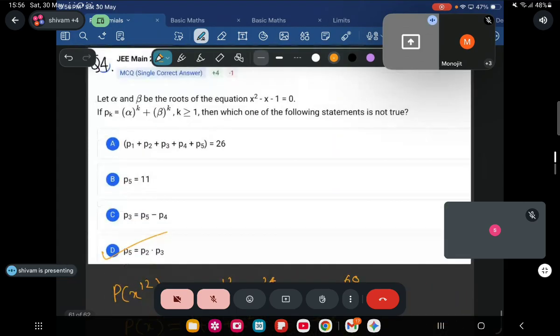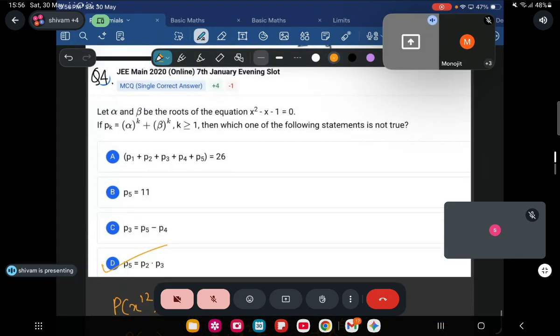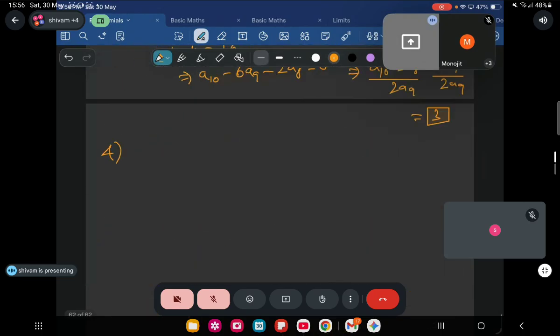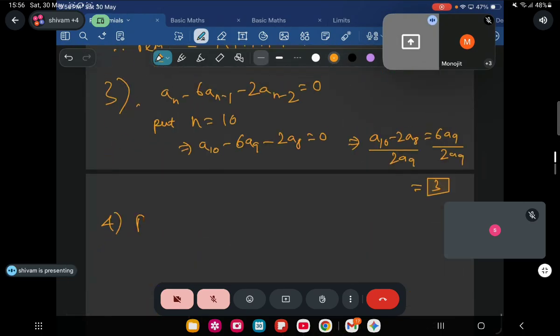Pay attention. What is given? X square minus x minus 1 equal to 0, right? So that means, can I say that pk will satisfy this equation? Tell me. So what will I get? Pk minus 1 minus pk minus 2 equal to 0, right? This implies pk is equal to pk minus 1 plus pk minus 2, right?